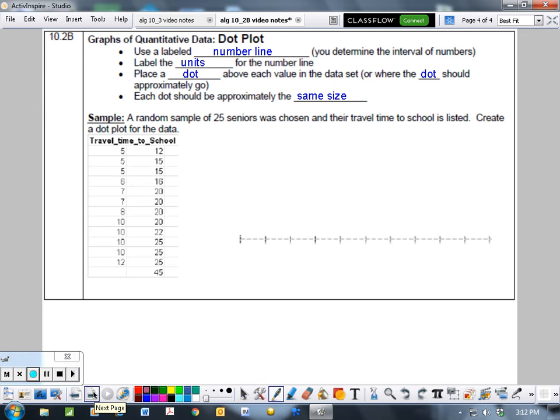Okay, last type of graph is called a dot plot. And I love dot plots. They're really nice for our purposes. You use labeled units on a number line. So here's going to be my number line. I'm going to go ahead and label that.